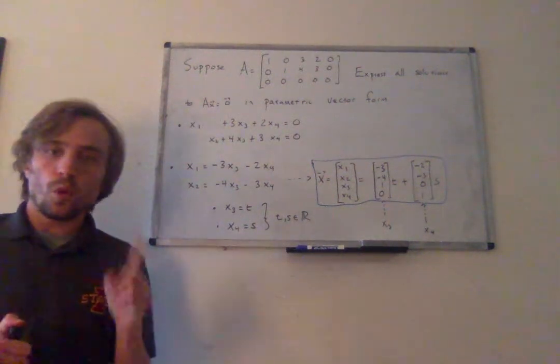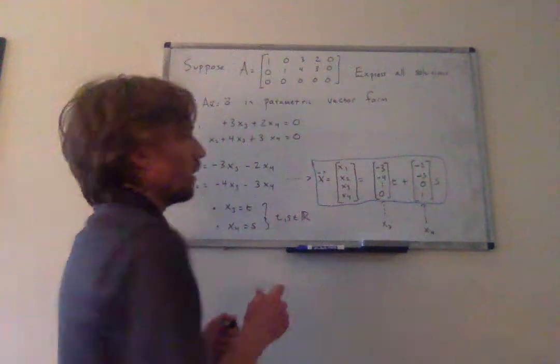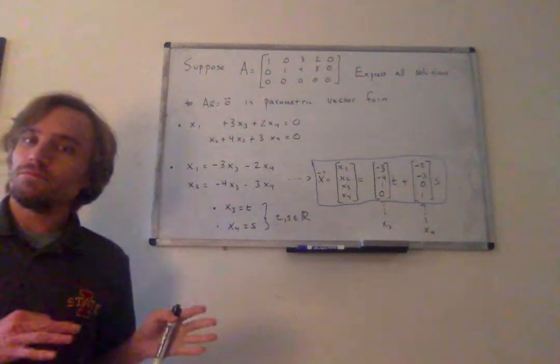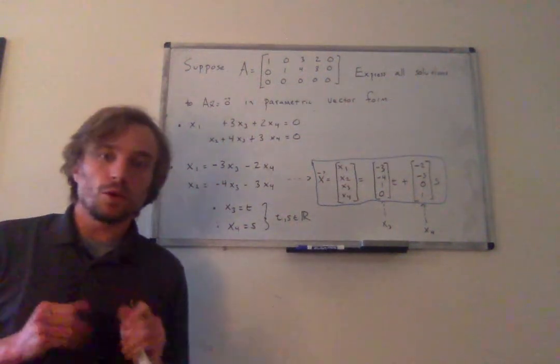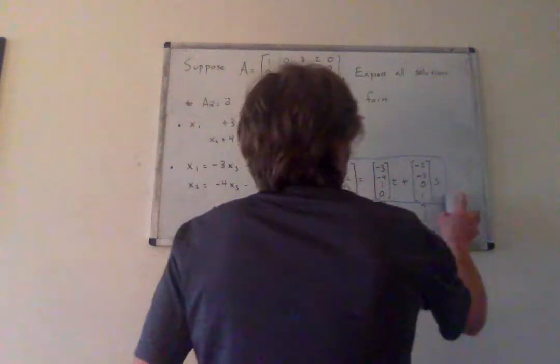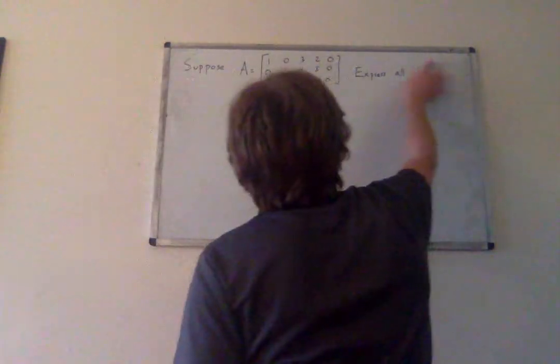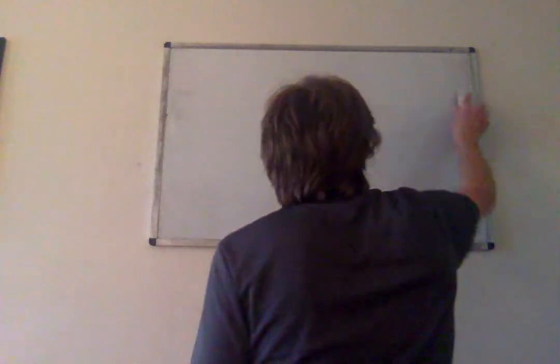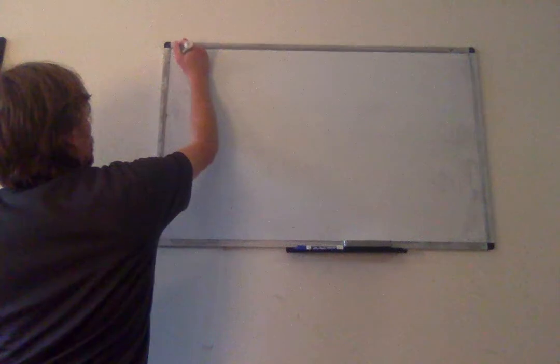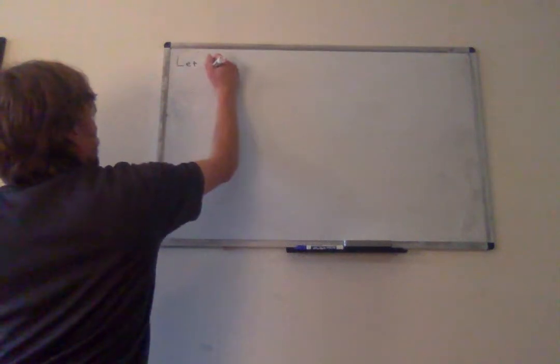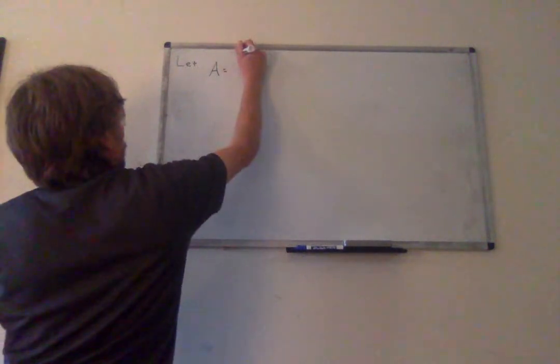All right, so I want to do one more example. It'll actually be very, very similar to what we did before. So what this example is going to be is actually how we can use parametric vector form to express solutions to non-homogeneous linear systems. So you might recognize this matrix A from before.